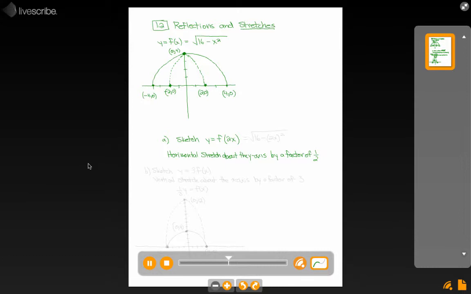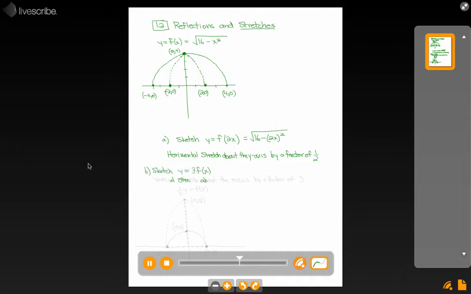If I were to write the equation of this, the square root of 16 minus brackets 2x squared. Whatever was happening to x before now happens to 2x. If you put that into your graphing calculator along with the original, you should see a picture that looks pretty much like what we have there.